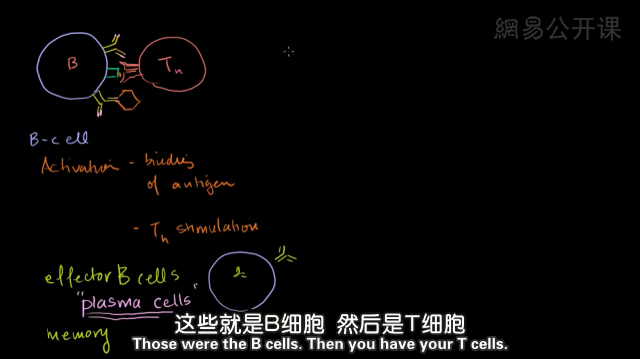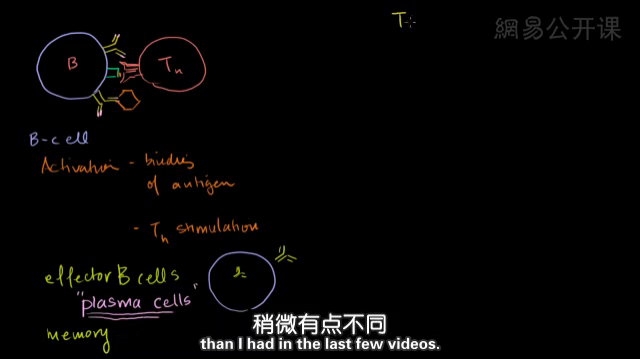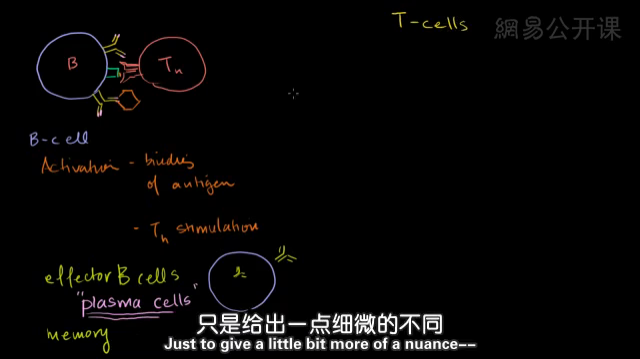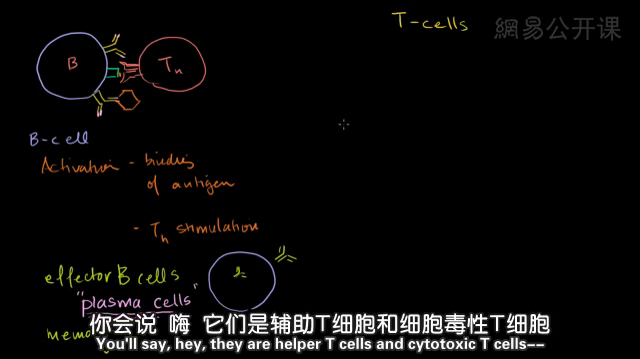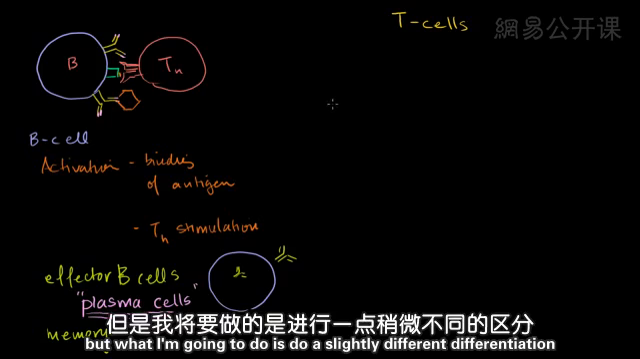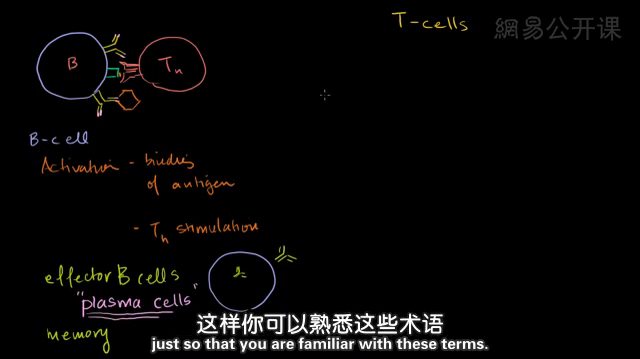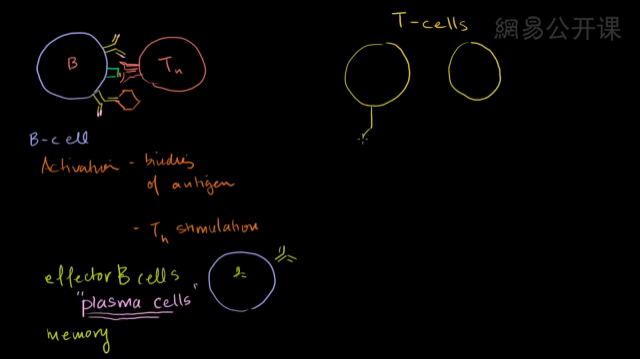Then you have your T cells. And here I'm going to talk about T cells a little bit differently than I had in the last few videos, just to give a little more nuance. So there are two types of T cells. You might say, hey, there are helper T cells and cytotoxic T cells, and you're not wrong. But I'm going to do a slightly different differentiation, just so that you are familiar with these terms. So there are two types of T cells, just like that. All T cells have T cell receptors. Let me draw the T cell receptors, just like that.